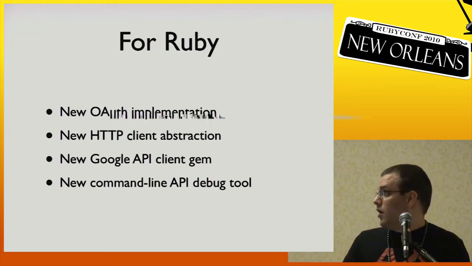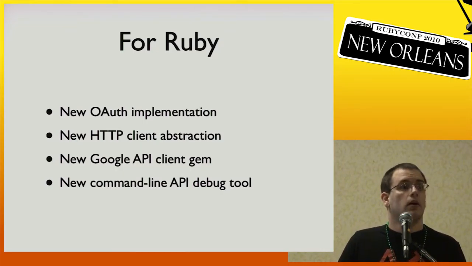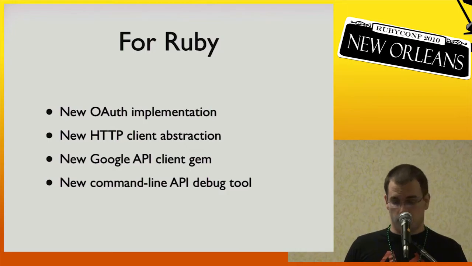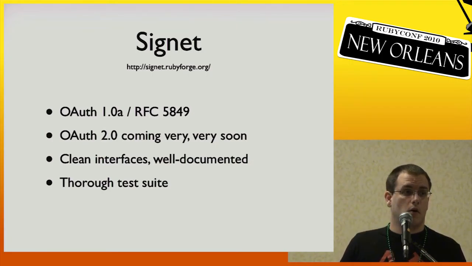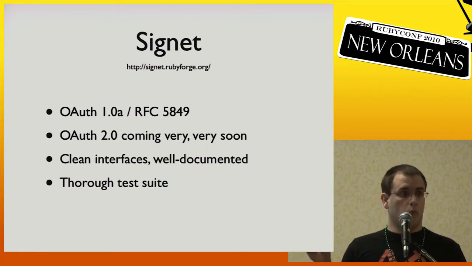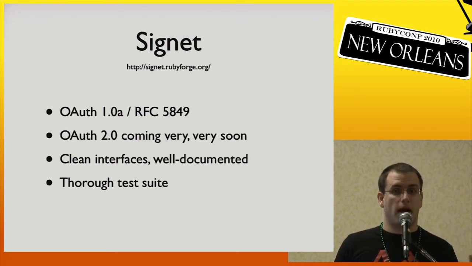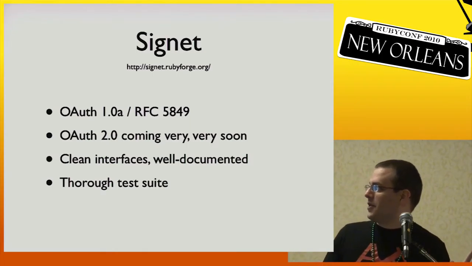Additionally, in order to enable this, we had to build an HTTP client abstraction as well, and so that's also available as a gem. And then finally, we have the actual client itself and the command line tool that works with it. So Signet is our new OAuth library. It currently supports OAuth 1.0, RFC 5849. We're working very hard on OAuth 2.0, and when I say it's coming very, very soon, it's actually my hacking project for the conference. So ideally, I'd like to have it done by the end of the conference.